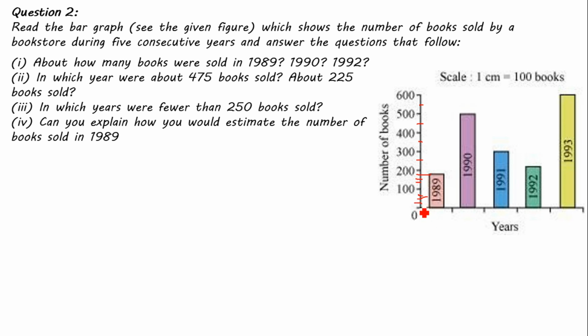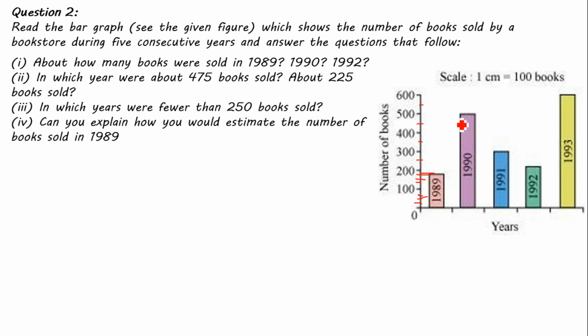So you can say that this is 0, this is 25, 50, 75, 100. Now we made a division of 4. 0, 25, 50, 75, 100. Similarly here we have 125, 150, 175, and this is 200. So this line is denoted as 175. So the sales in 1989 were 175.